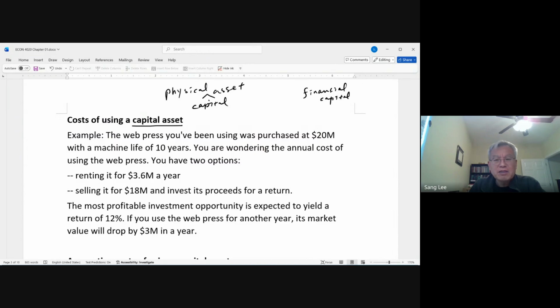But in economics, sometimes we make a clear distinction, but sometimes we don't. But if we just say capital asset or physical capital, what we are referring to is what? Equipment, machines, with what? The multiple years of what? Machine life. So it's not like consumables.